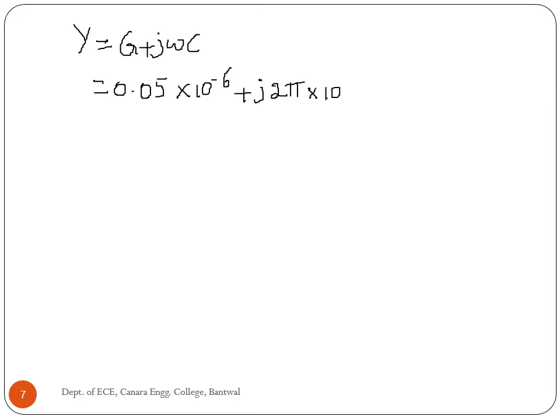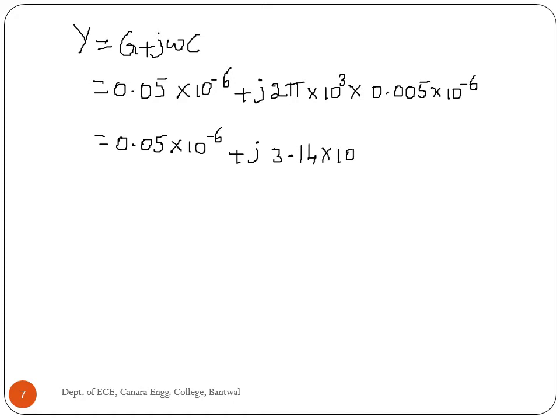Now Y is equal to G plus J omega C. G is 0.05 into 10 to the power minus 6, that is 0.05 micro, plus J omega, where omega is 2 pi f, f is 1 kilohertz, and C is 0.005 micro, 10 to the power minus 6, which is equal to 0.05 into 10 to the power minus 6 plus J 3.14 into 10 to the power minus 5.